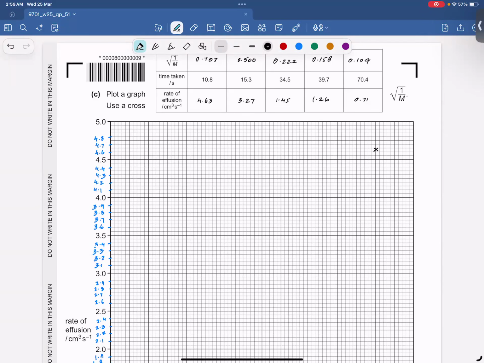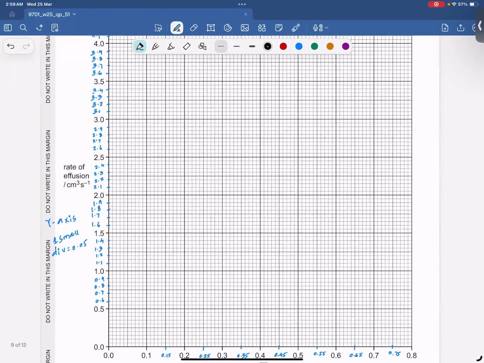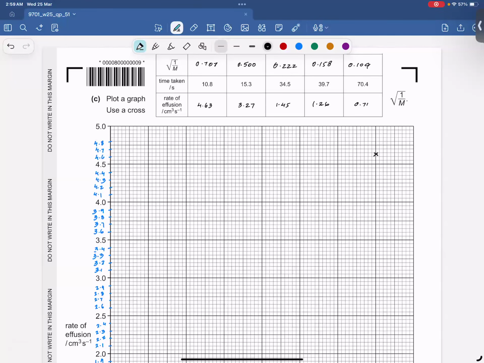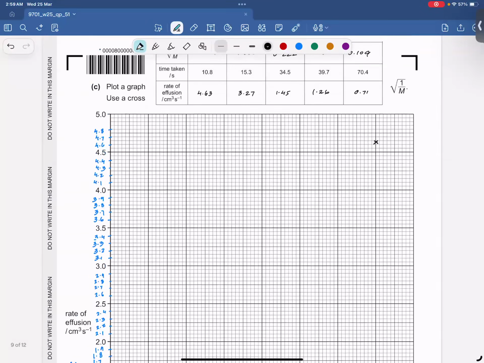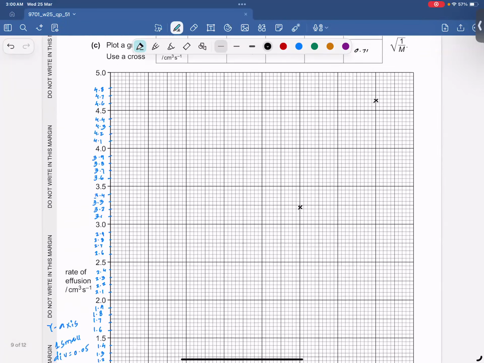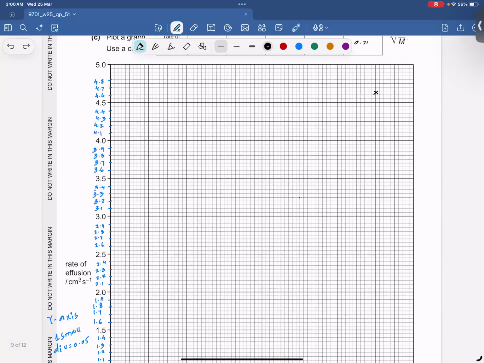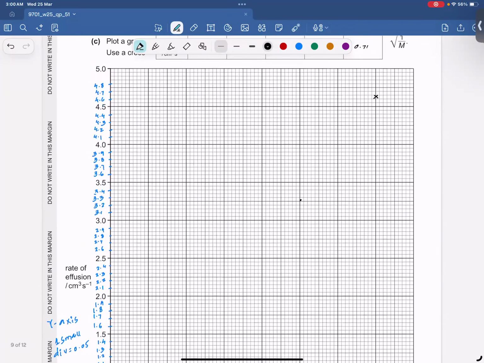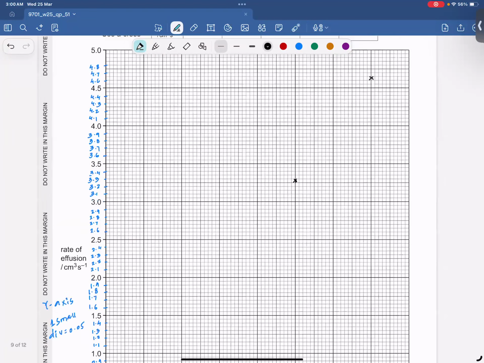Okay, then 0.5. And then we have a value of 3.27. Very close to this. It's very tough. Okay, hold on. 3.27. Somewhere around here. Okay. Very tough.